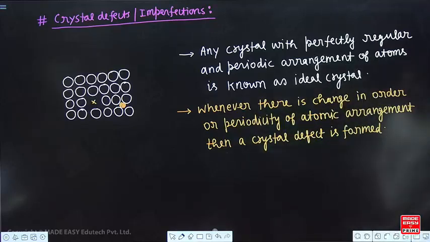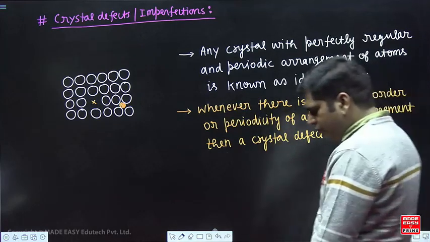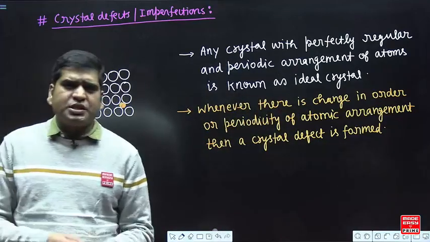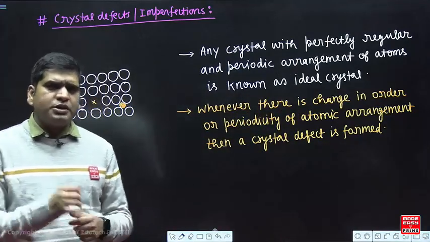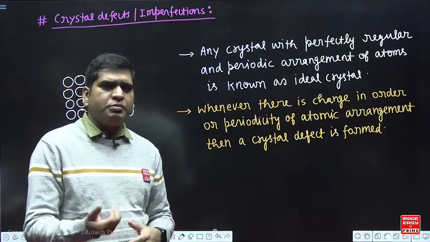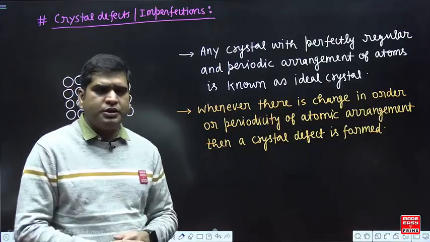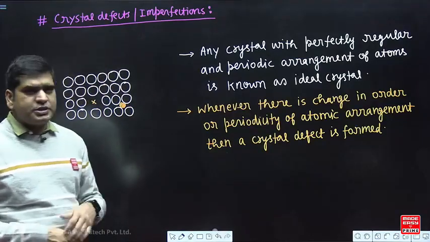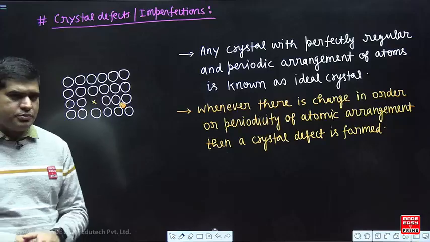Whenever there is a change in the order or periodicity of atomic arrangement, a crystal defect is formed. There can be several reasons for these defects. You increase the temperature, and because of that, suppose any bond is broken. If a bond is broken, the atom will become free and be displaced from its position. At that point there would be a vacancy, and that vacancy will be known as a defect.